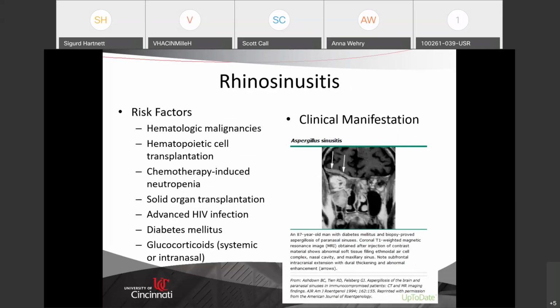This is by far the most scary for me, and we'll talk about another fungus that causes this in a little bit, but rhinosinusitis disease, because these people can get sick very fast. And so you have to worry about this in people that have hematological malignancies, stem cell transplants, they're on chemotherapy, solid organ transplant, advanced HIV, diabetes, or steroids, both systemic and intranasal.